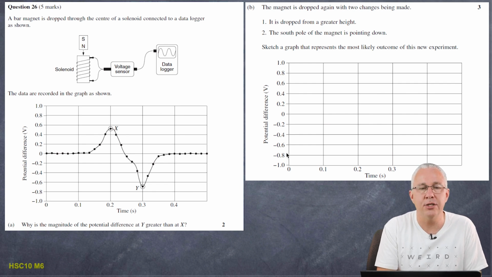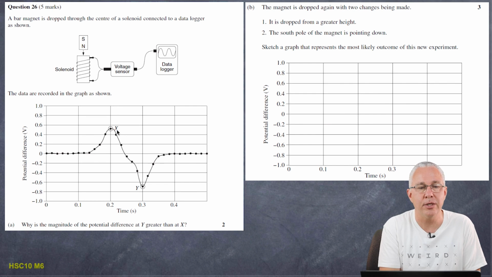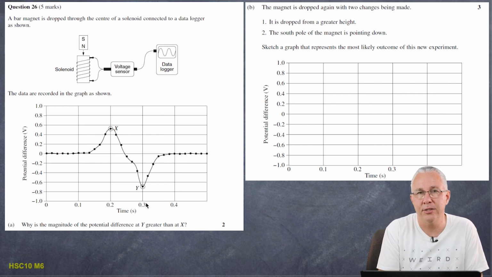The second change is that it's going to be dropped from a greater height. That means the velocity at which it enters the pipe is actually going to be faster than the original setup. So we're going to have automatically a higher voltage to begin with. So here we've got a value of around 0.5. It's going to be higher than that. And of course the secondary peak will also be of a greater amplitude, but again in the opposite direction.